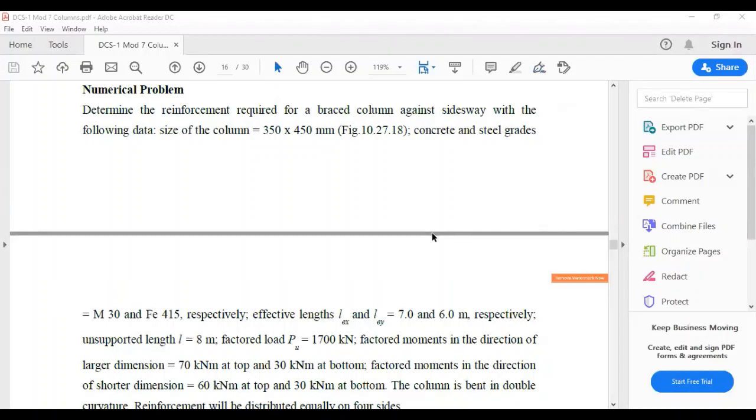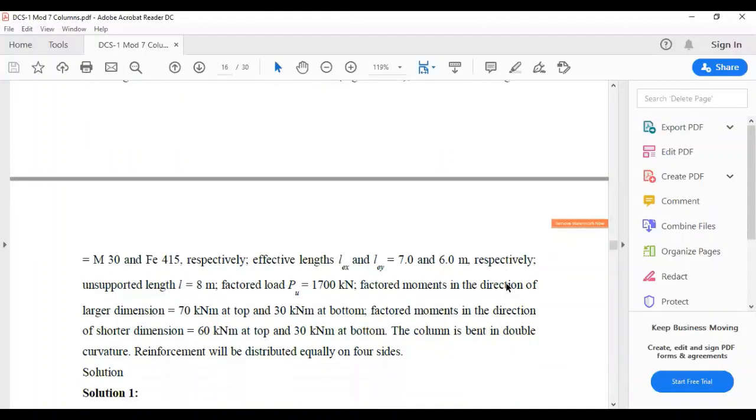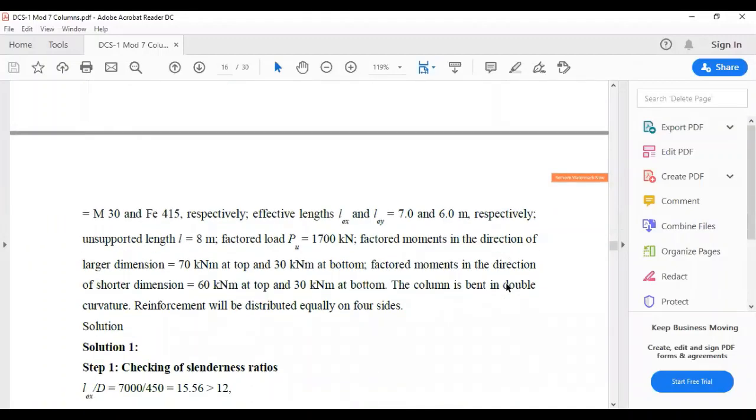Concrete and steel grades are given as M30 and Fe415 respectively. Effective lengths LEX and LEY are given as 7 meter and 6 meter respectively. Unsupported length L is given as 8 meter. Factored load PU is 1700 kilonewton. Factored moments in the direction of larger dimension is 70 kilonewton meter at top and 30 kilonewton meter at bottom.